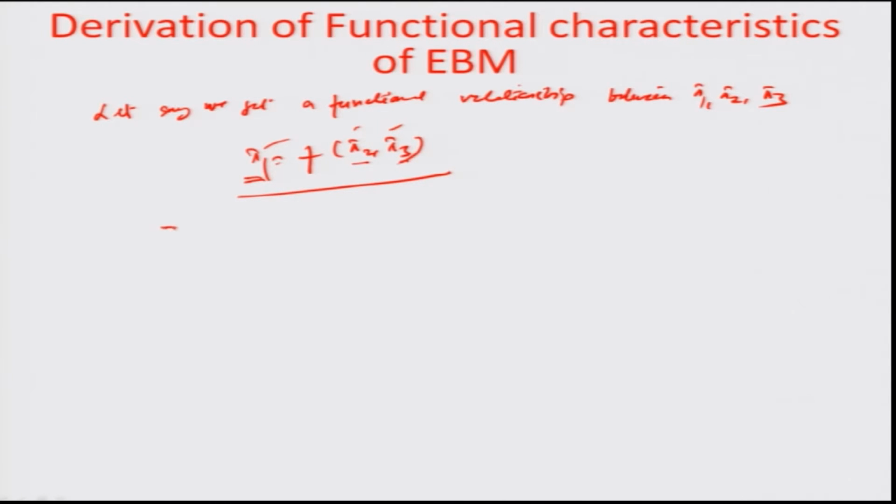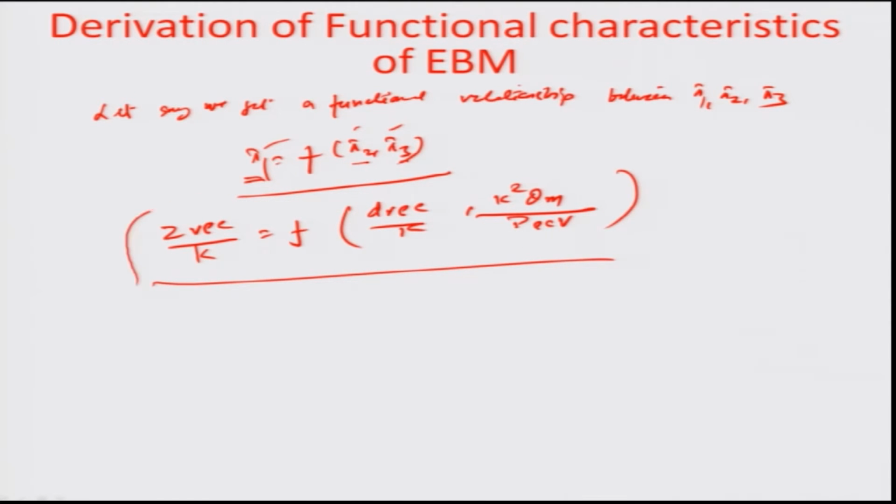And pi 1 already was a group which was having z v rho c by k, and this would be a function of pi 2, which is the group d v rho c by k, and pi 3, which is the group k square theta m by p rho c v. Okay. So, that is how the functional relationship would actually exist.